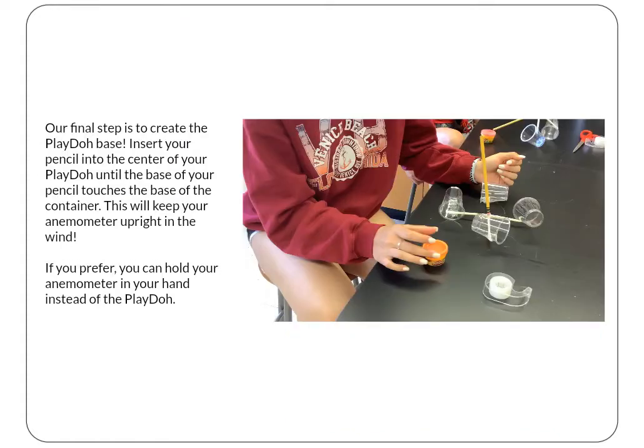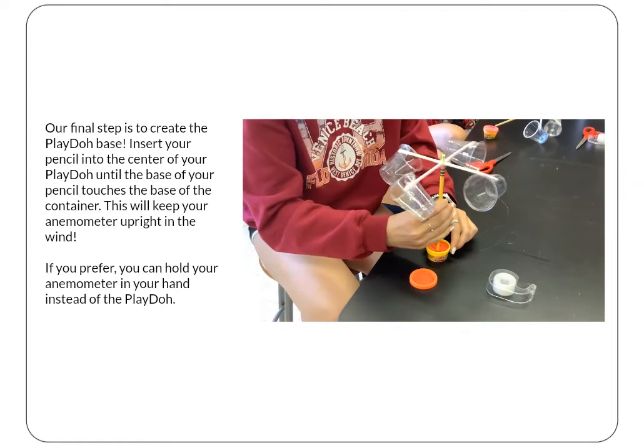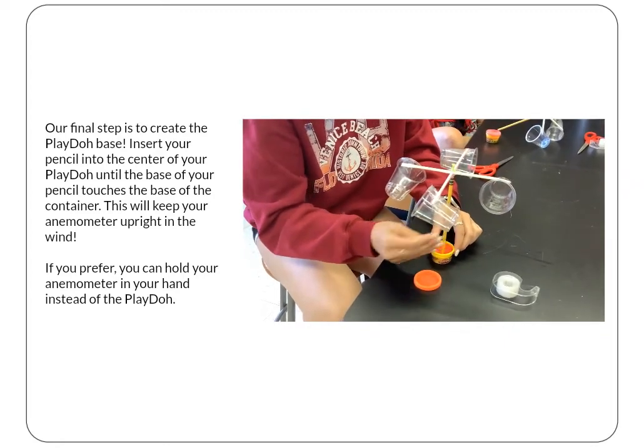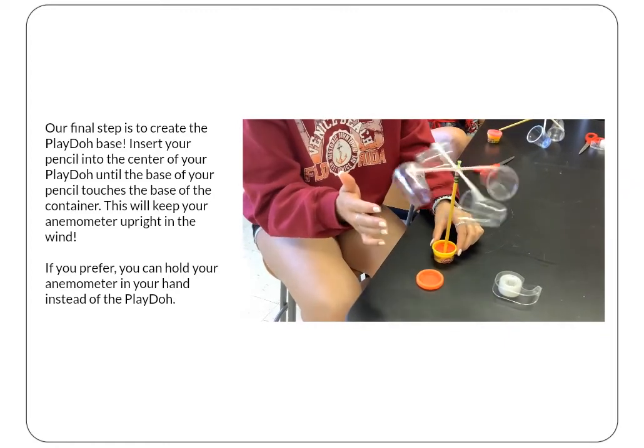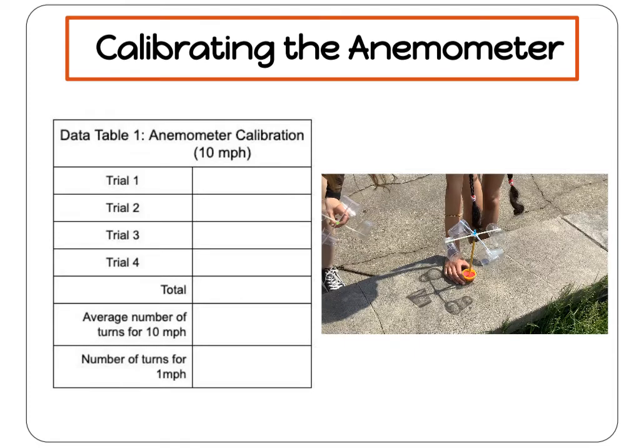Finally, we need to make our Play-Doh base. Open your Play-Doh container and insert the pencil into the center of the Play-Doh. The base of your pencil should touch the base of the container. This will keep your anemometer upright in the wind. If you prefer, you can also hold your anemometer in your hand while measuring wind speed. It's up to you. Nice work so far.